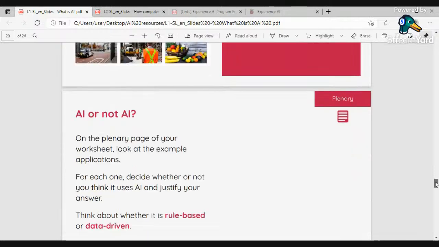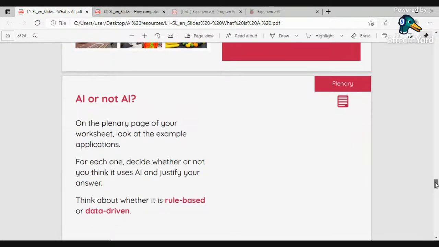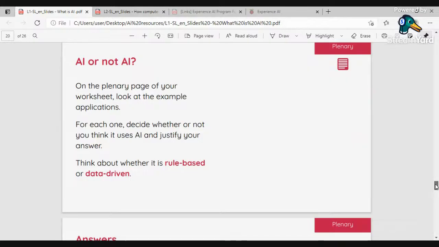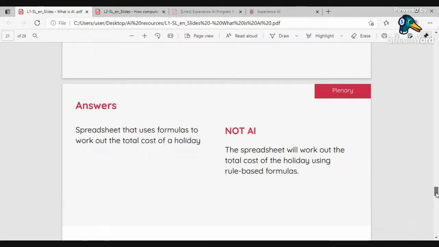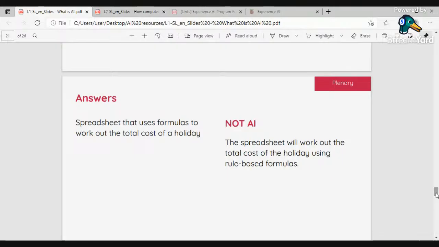Now, AI or not AI. On the plenary page of your worksheet, look at the example application for each one, decide whether or not you think it uses AI, and justify your answer. Think about whether it is rule-based or data-driven. Let's quickly run through it. A spreadsheet that uses formulas to work out the total cost of a holiday is basically not AI. Why? Because it uses formulas, and formulas are rule-based.